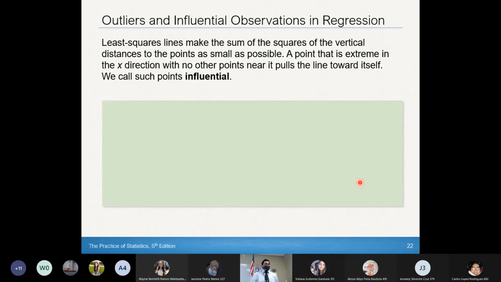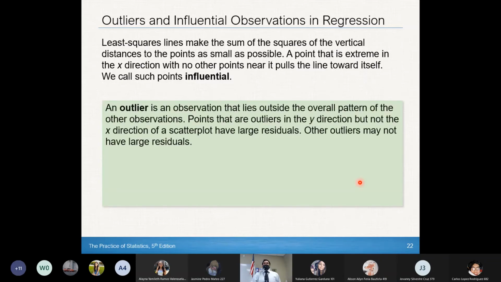Least squares lines make the sum of the squares of the vertical distances to the points as small as possible. A point that is extreme in the x direction with no other points near it pulls the line towards itself. We call such points influential. An outlier is an observation that lies outside the overall pattern of the other observations. Points that are outliers in the y direction but not the x direction of a scatter plot have large residuals. Other outliers may not have large residuals.